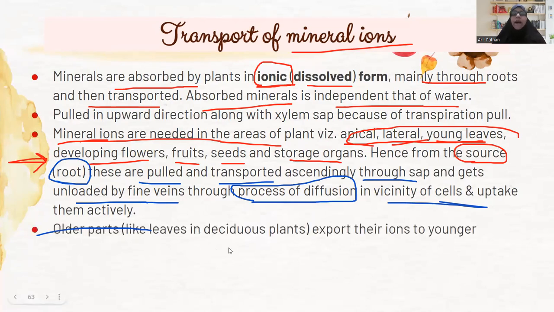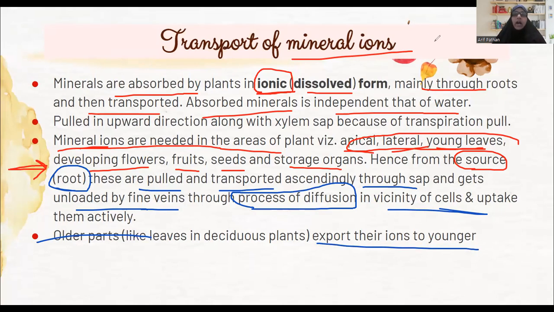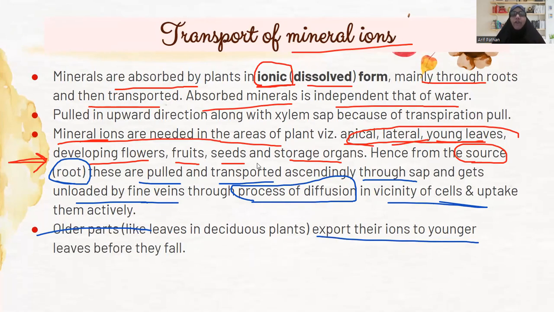Okay, older parts export their ions to younger parts. So older parts, when they are going under wear and tear, repair. Okay, so what will they do? They will export their ions to the younger parts. Nothing goes wasted basically before they fall off. So you have the leaf falling off, you have the other parts of the trees that become old and they detach themselves from the plant body. Before doing that, they will transport their valuable minerals to different younger parts before going off.